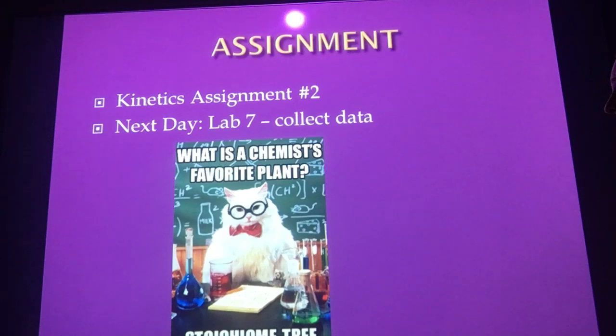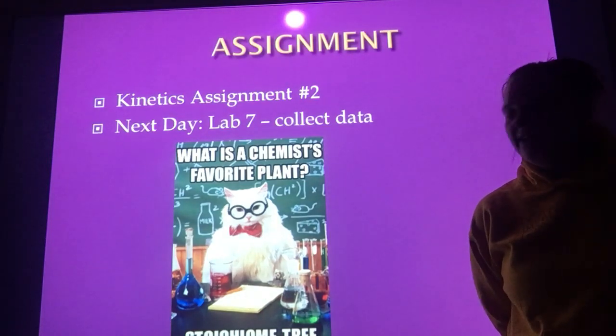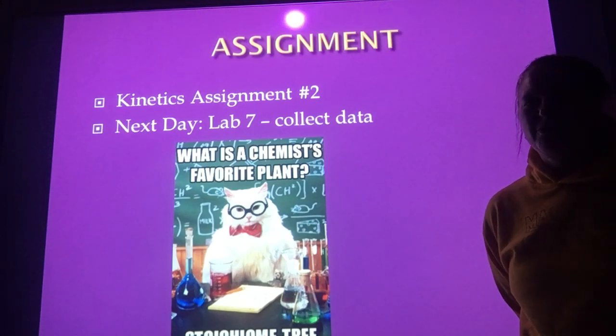And what is a chemist's favorite plant? Stoichiometry. Same joke from last year, grade 11. If you didn't laugh then, well, now's your chance to laugh in grade 12 at the stoichiometry joke.